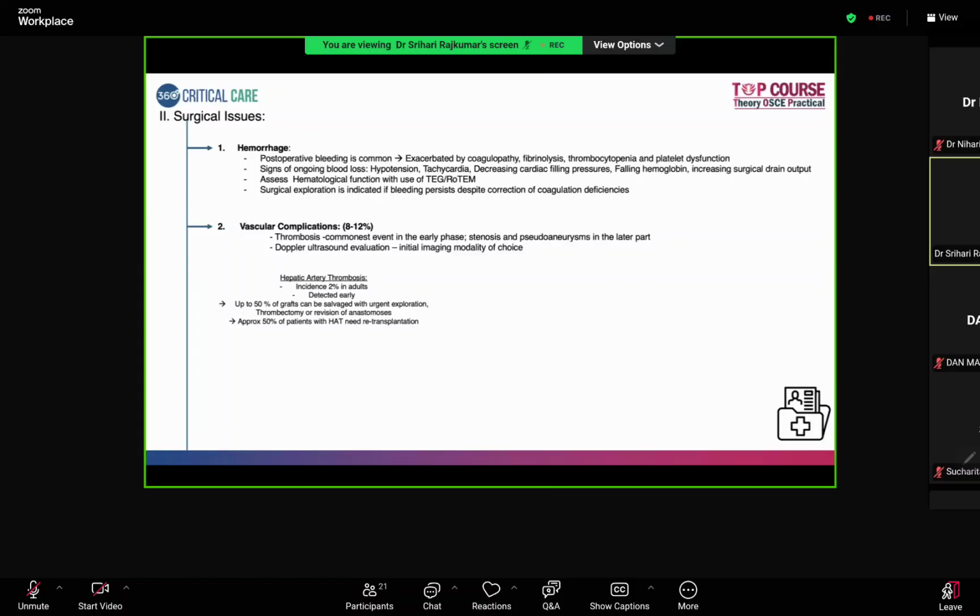The incidence is about 2%. It can be detected early, and up to 50% of the grafts can be salvaged with urgent re-exploration, thrombectomy, or revision of the anastomosis. But unfortunately, about 50% of patients with hepatic artery thrombosis eventually need a retransplantation.